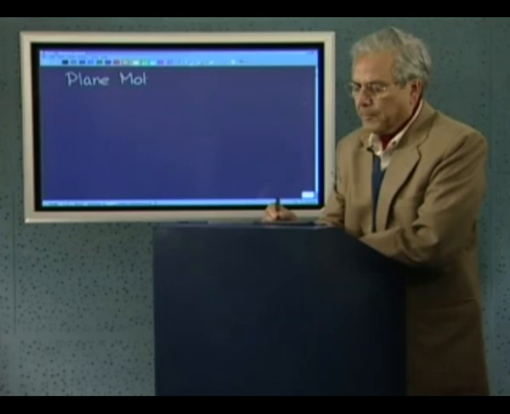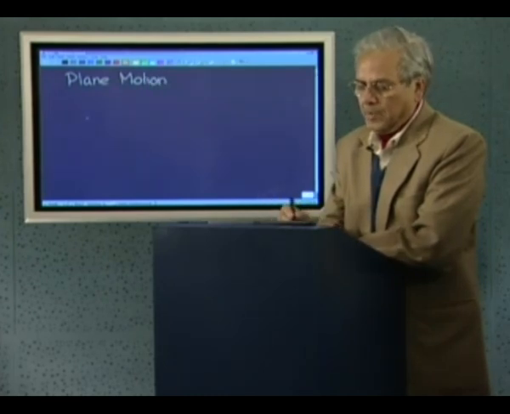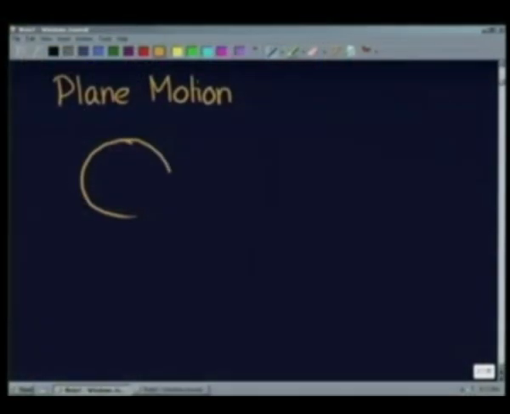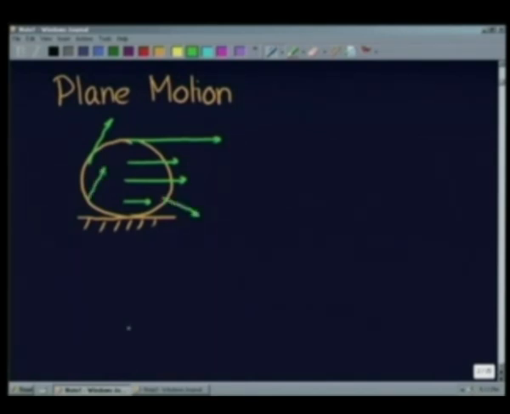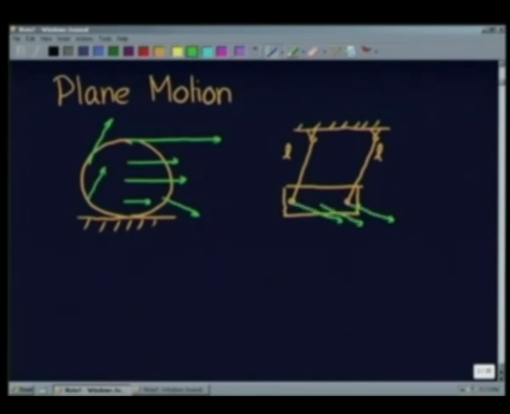What are the typical examples? Say a wheel rolling on a horizontal surface. So here you know that the velocities of different points will be different, but they will all be lying in parallel planes. Similarly, we can have another example. If you hinge an object and suspend it by two equal links, then again we know that this object will undergo a motion which you can call plane motion.